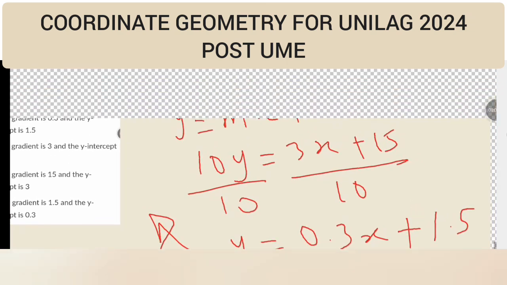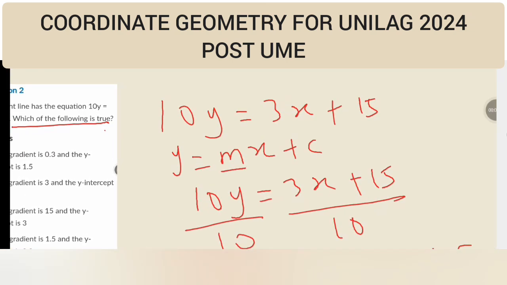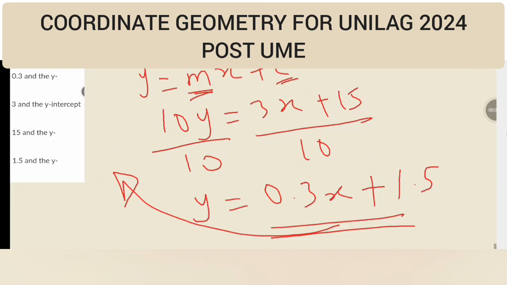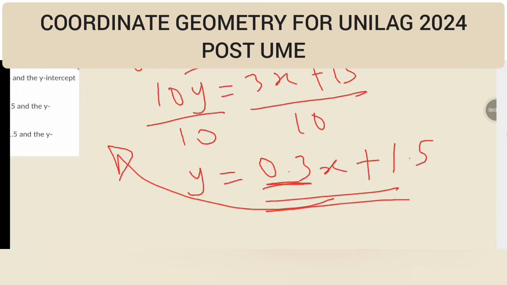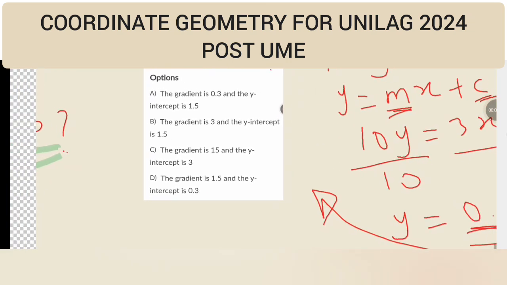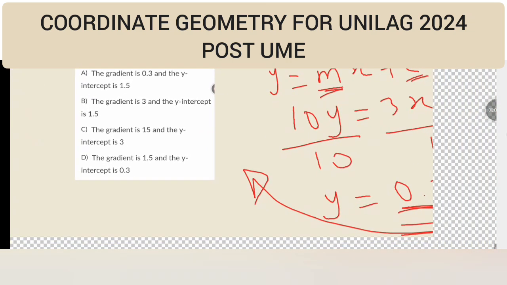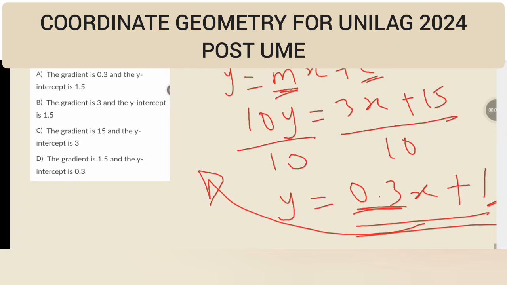Now, take note of the fact that this is the gradient here. The coefficient of x is the gradient. The c is the intercept, which is where the line crosses the y-axis. So from the breakdown that we just did, you can see that the gradient is 0.3 and the intercept is 1.5. So bear that in mind. Check the options to see if you see that particular answer there. So gradient is 0.3 and intercept is 1.5. So that's what we're looking for.